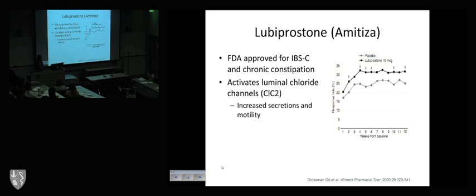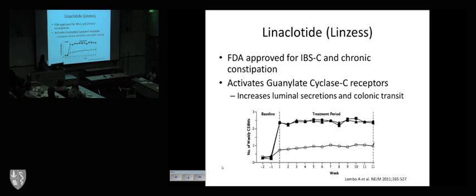Lubiprostone was the first one that came out. The trade name is Amitiza. It's FDA approved for both IBS constipation and chronic constipation. It activates luminal chloride channels, so it increases secretions in the small bowel and increases motility. And you can see here that while they're on the Lubiprostone, the percentage of patients over here versus placebo feeling a response or improvement is higher.